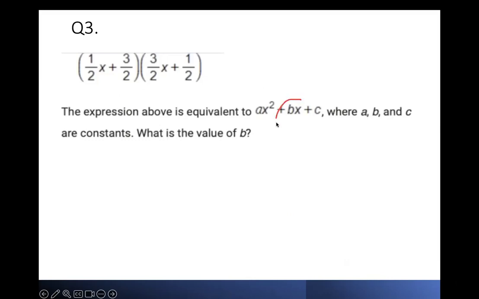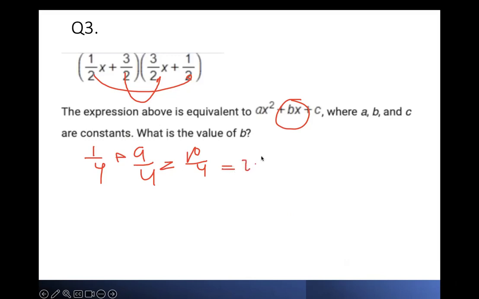To find the middle number, it is always what? The first and the last. Because of the x squared, you need to get rid of the x squared. So half times half, I'm going to get what? 1/4. Then the second one multiplied by this, because it does not have 2 x's, you only need 1 x. You're going to have plus 9/4. And this will give you what? 10/4. 10/4 is what? 2.5. Therefore, the value of B is that.